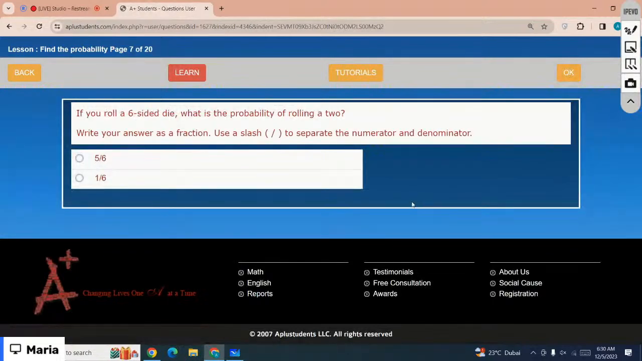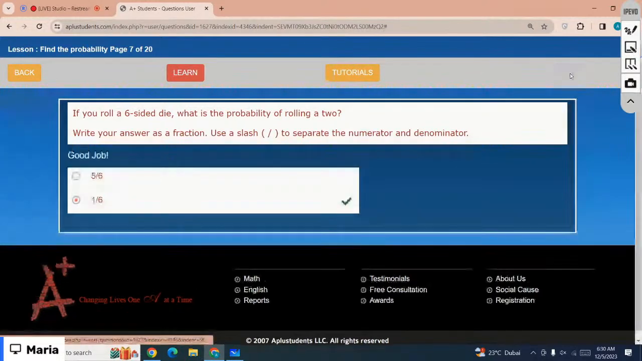If you roll a six-sided die, what is the probability of rolling a 2? Which is the correct option? Yes, that is 1 out of 6. The probability of rolling a 2 is 1 out of 6.